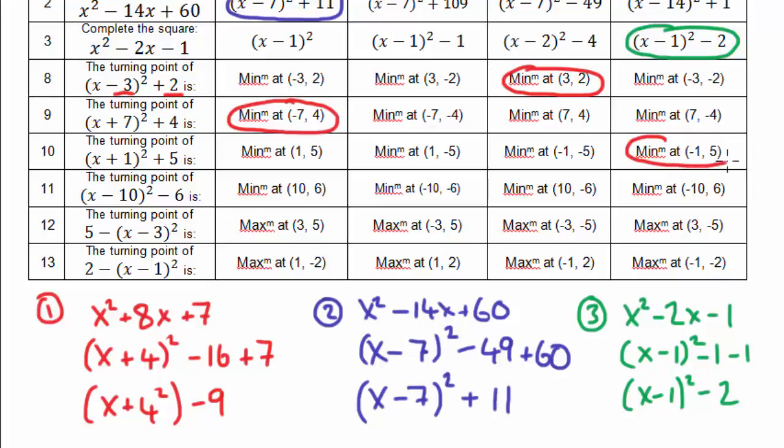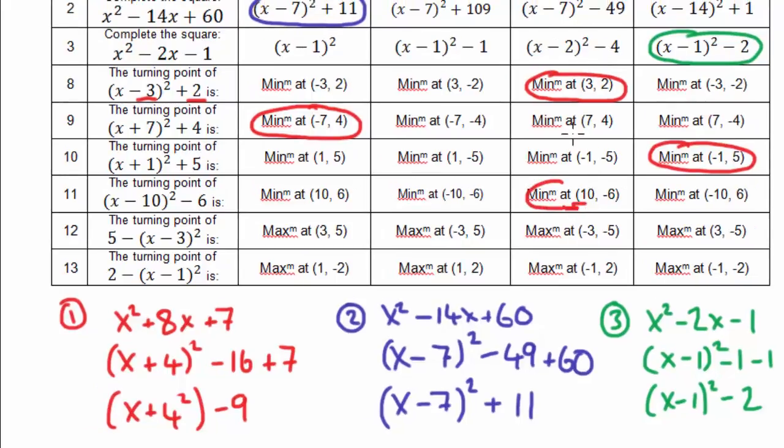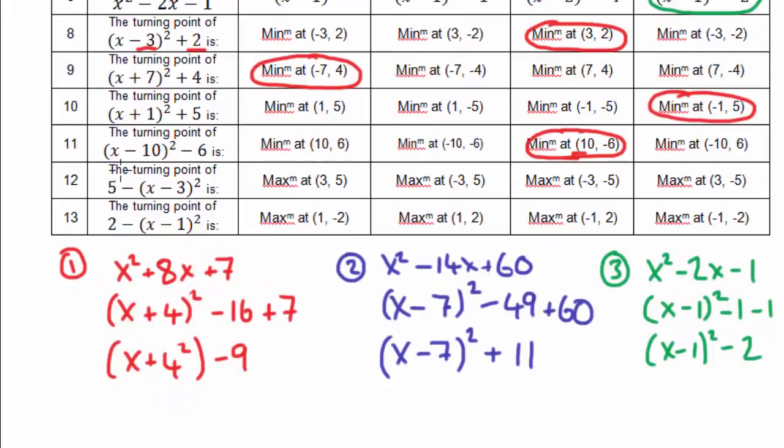So we've got positive x squared, so it's going to be a min, and it's going to be plus 10 for the x coordinate and minus 6 for the y coordinate, so plus 10, minus 6. We then have x squared, but it's a minus x squared, so it's going to be a max, that's going to be 3, 5.